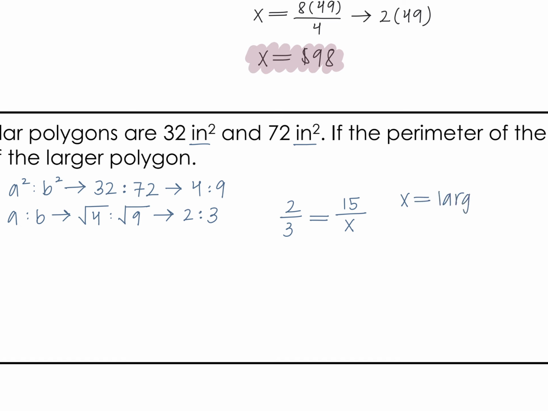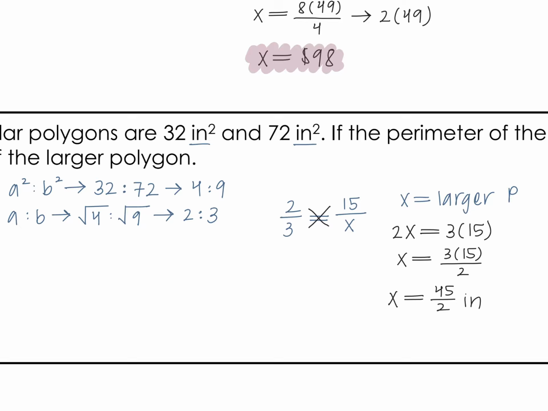All right, cross multiplying, you should get 2x is equal to 3 times 15. I'm going to do my division here to get 3 times 15 over 2. I notice that neither 3 nor 15 is divisible by 2, so I'm going to multiply them together, and I'm going to get 45 over 2 inches as my final answer.